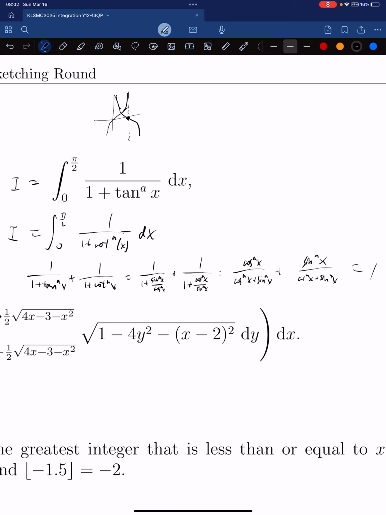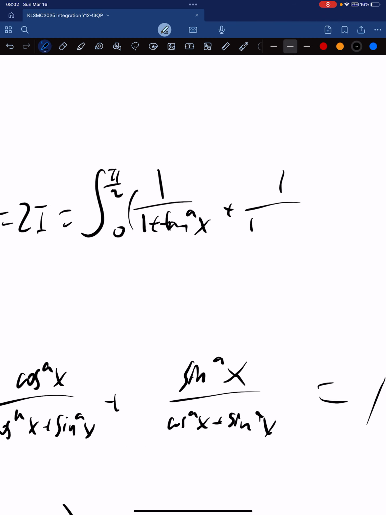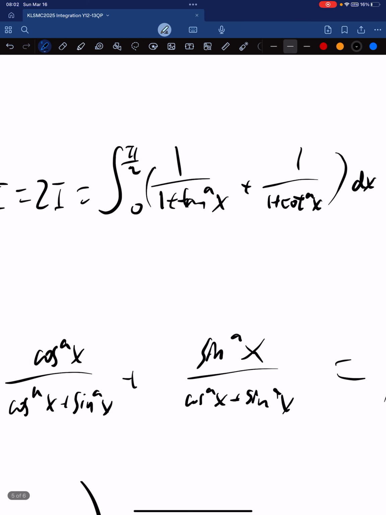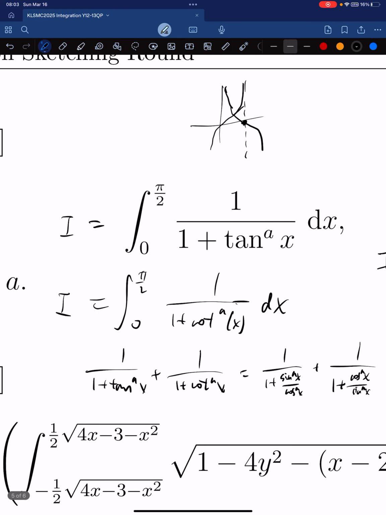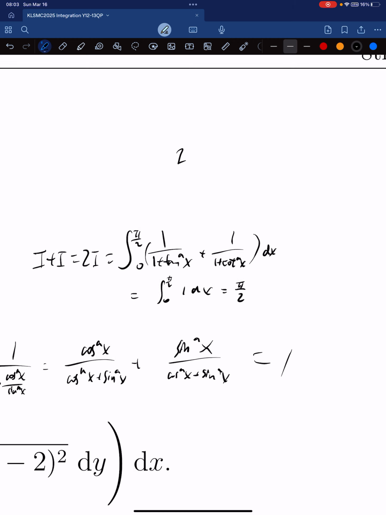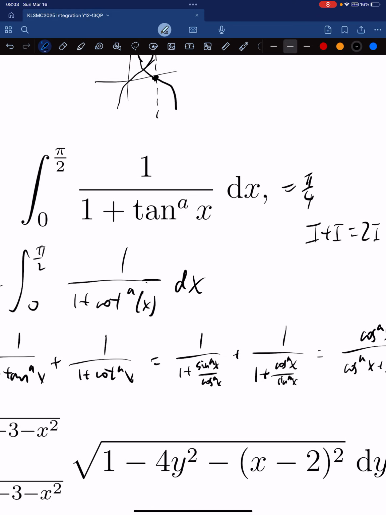So therefore, we know that I plus I, which equals 2I, equals the integration from 0 to pi over 2 of 1, which is just pi over 2. So 2I equals pi over 2, so I equals pi over 4. So this integral basically just evaluates to pi over 4. And that will be our final answer.